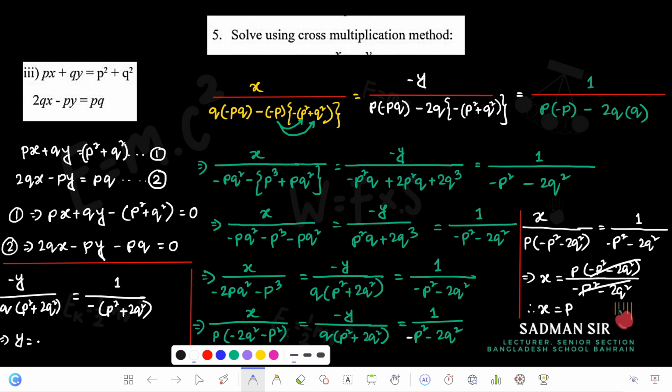So y will be equal to this denominator we can write in the numerator because cross multiplying, q into p square plus 2q square divided by p square plus 2q square. Remember, this negative sign has been cancelled by this negative sign. Again, p square plus 2q square, they will cancel each other and we will get the value of y as q. So what is our final answer? Our final answer will be, where should I write it? Let me write it here. If you're watching the full video, then you know in what order to write, right? Okay, so follow that order. P comma q.